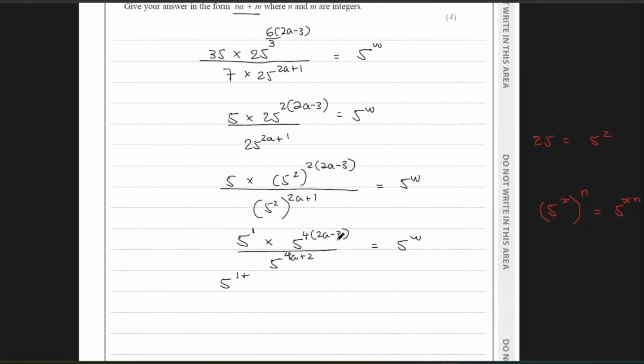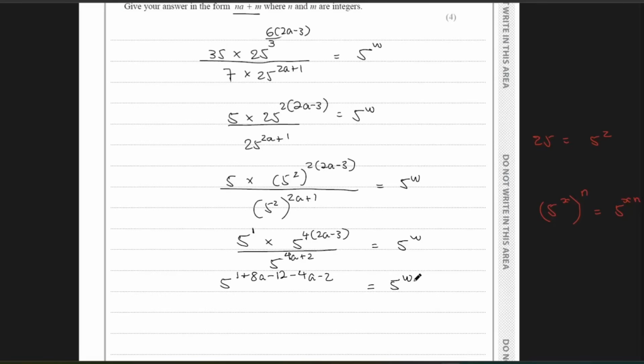Let's multiply 4 into the bracket. So 4 times 2a is 8a. 4 times minus 3 is minus 12. If we bring the denominator to the top, we need to subtract the powers 4a plus 2, so that it becomes minus 4a minus 2. And this is equal to 5 to the power w.